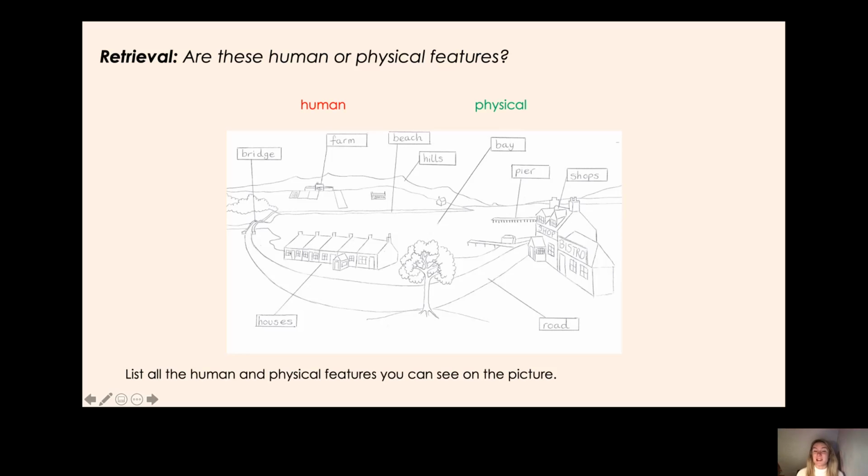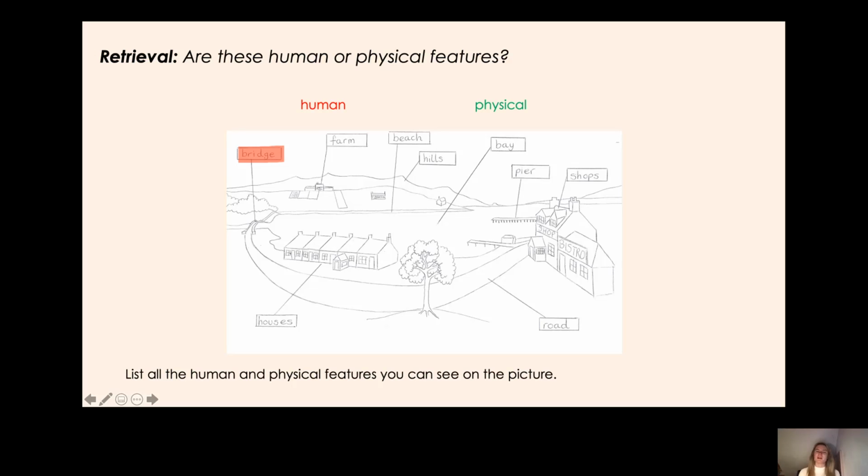OK, Year 2, so let's go through them together. Well, let's start with bridge. Now, is a bridge a human or a physical feature? Remember, human features are features that are built by humans and physical features are natural features. So features that would be there even if humans weren't around. Now, is the bridge natural? No, it's not, is it? A human has built it. So therefore, that is a human feature.